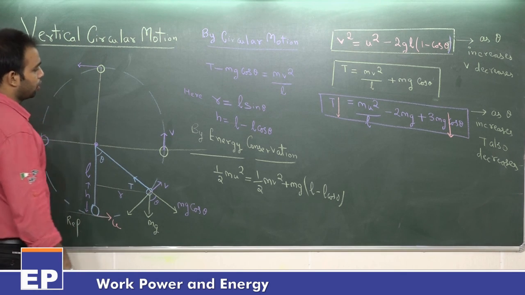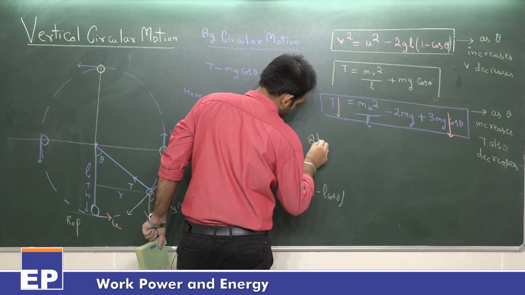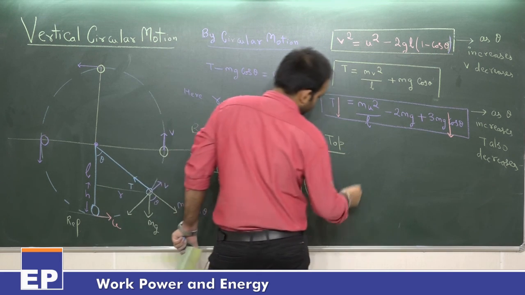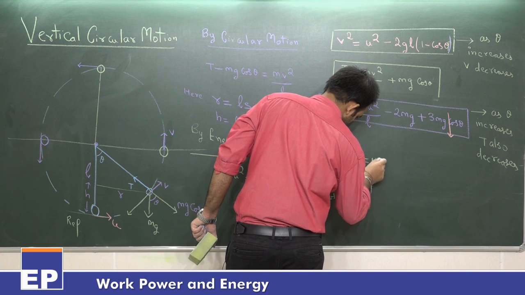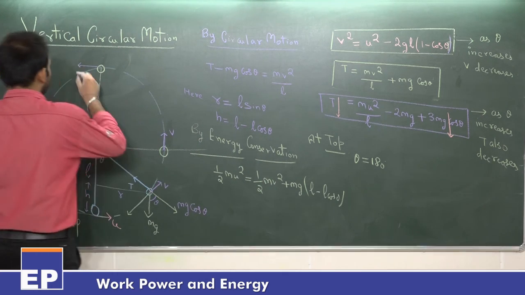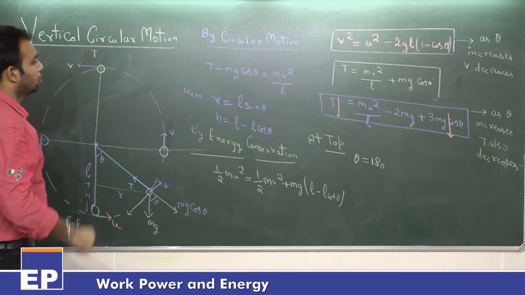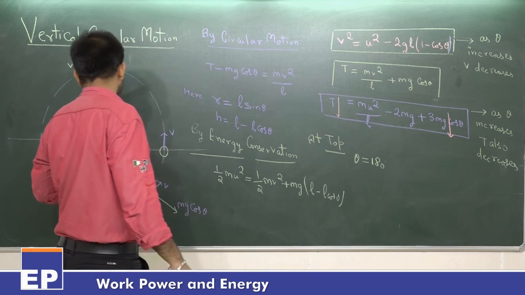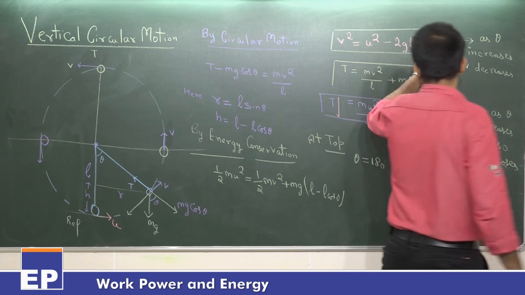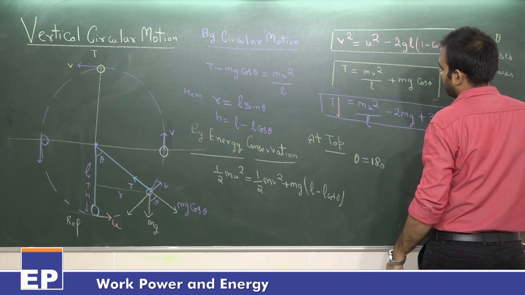Now at topmost point देखते हैं. चलो at topmost point, theta is 180 degree. If theta is 180 degree and it has speed v here, tension is T there. As the value of theta will increase, theta reaches 90 degree, cos 90 is 0. If you put cos 90 is 0, V will come out directly, and T is directly mv square by L.